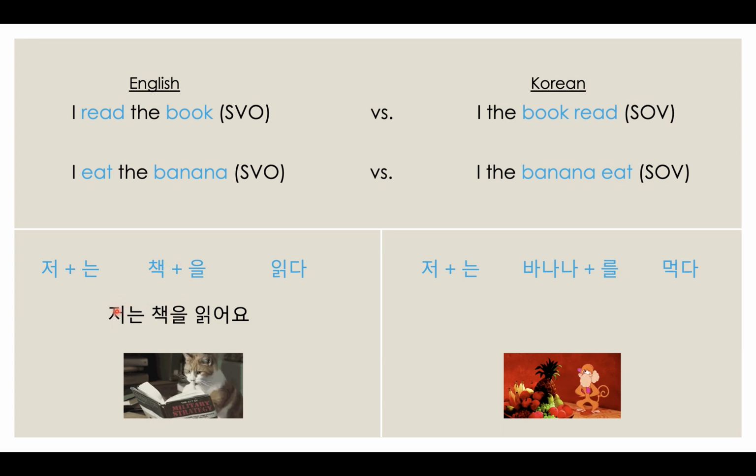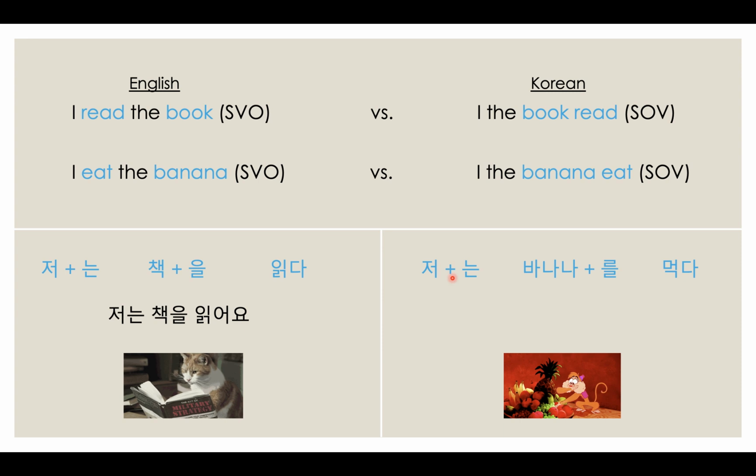And then 저는 is setting up yourself as the topic. Like, as for me, I read the book. There's no need to use the subject marking particle here because you're already setting in place a topic. You don't need to clarify any further. So just 저는 책을 읽어요.